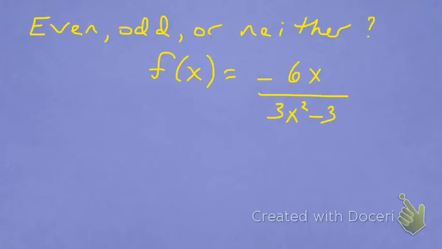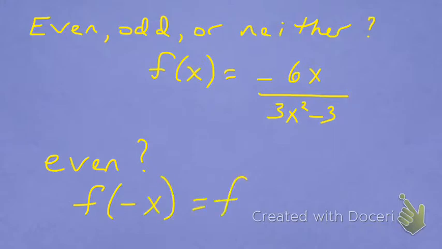Is this function even, odd, or neither? Well, we don't know. The test for an even function is f of a negative x equals f of a positive x. We want to know if this is going to be true. That means that if you have opposite x's, the y's will be the same.